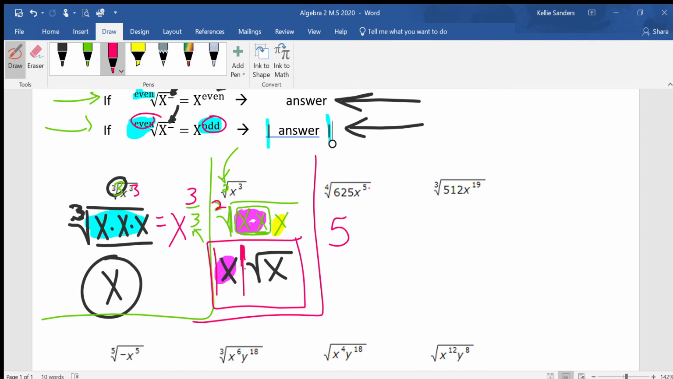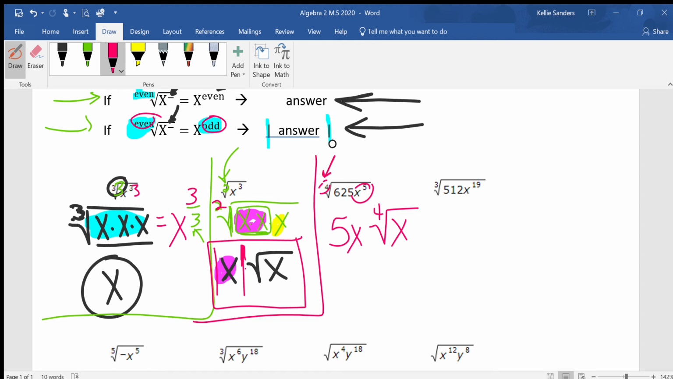If I have 5 x's inside here, I have x times x times x times x times x. I'm looking for 4 of a kind. I have one group of 4 with 4 left over.